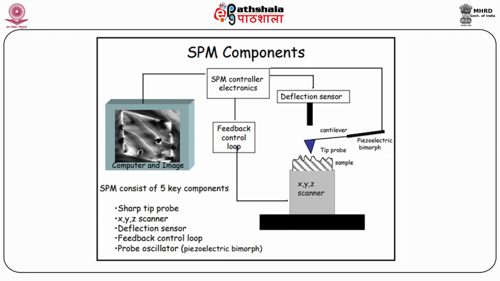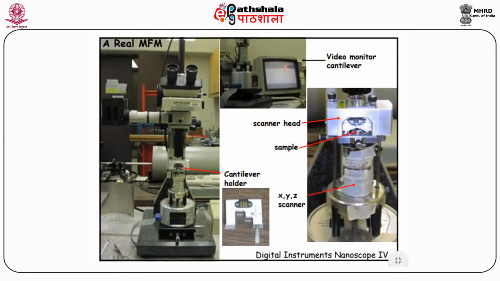The SPM controller electronic component is there, which gives the feedback control loop. Then the controller electronics sends this to the deflection sensor. And on the right side, we have shown that SPM consists of 5 key components. These are the sharp tip probe, XYZ scanner, deflection sensor, feedback control loop, and probe oscillator. Piezoelectric bimorph. We have given the images of these instruments.